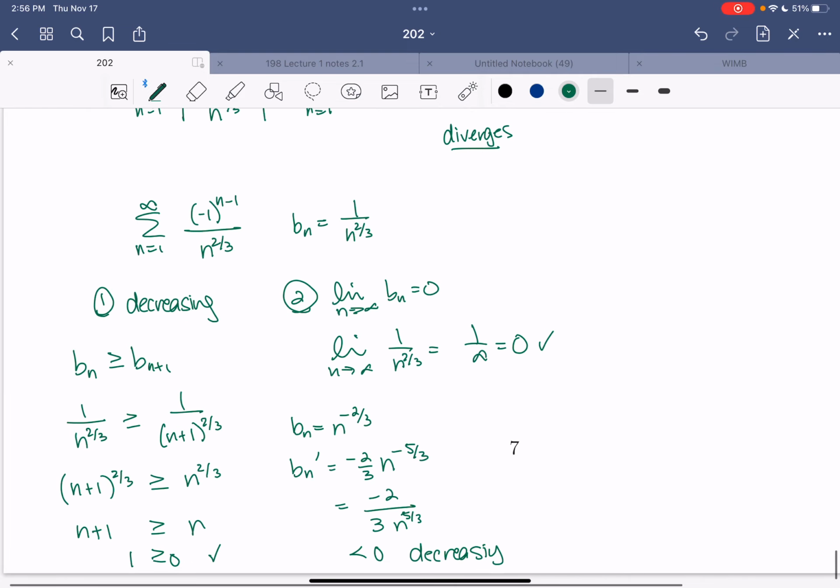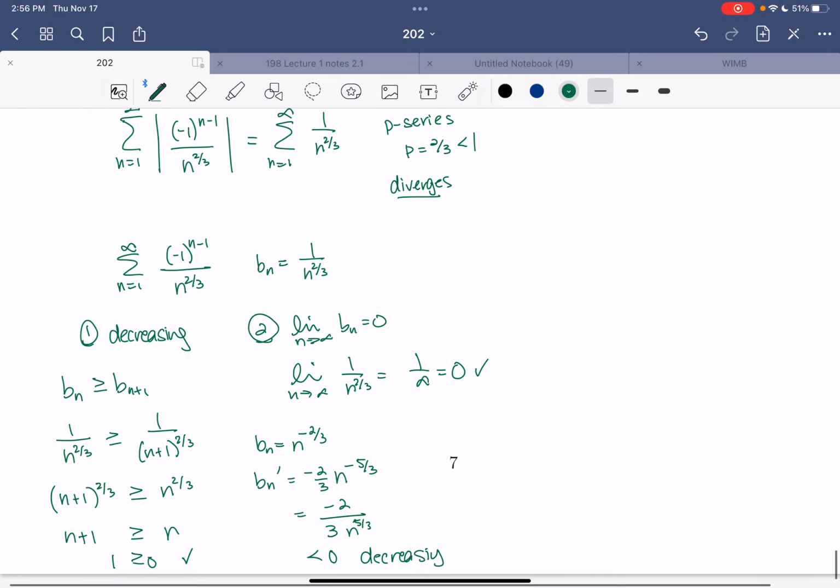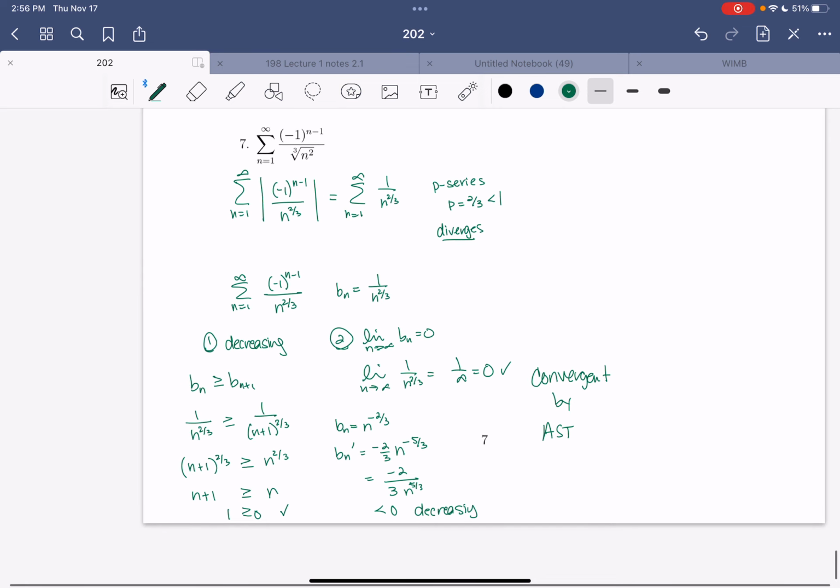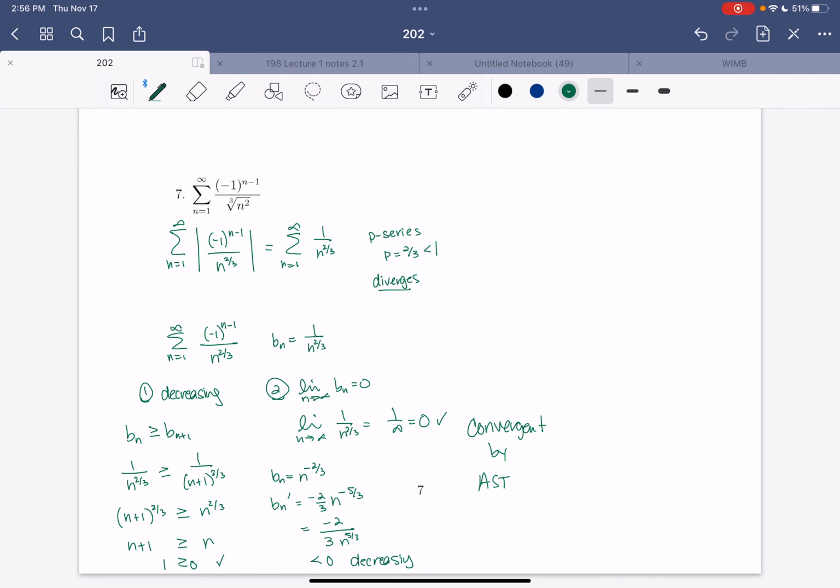So 2 ways to show that it's decreasing. Therefore, it is convergent by AST. So the original series is convergent, but the absolute value is divergent. This together tells you that it's conditionally convergent.